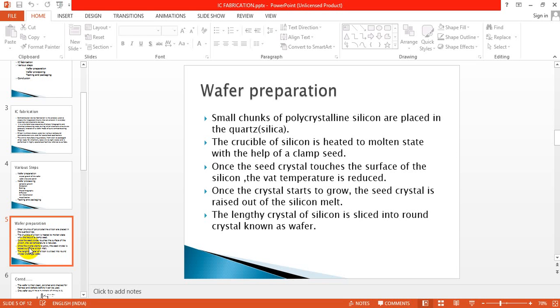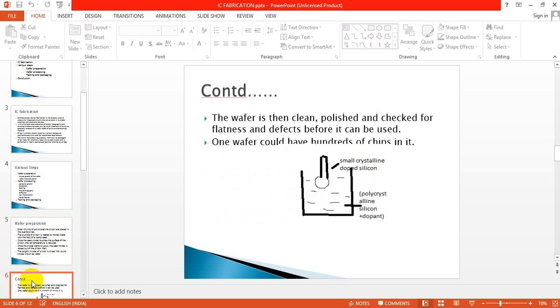The seed is rotated in one direction while the crucible in its holder is rotated in the opposite direction, and the single seed crystal becomes a huge ingot. This method is Czochralski's method of crystal growth. The grown crystal of silicon is sliced into round discs known as wafers. The wafer is then cleaned, polished, and checked for flatness and defects before it can be used. One wafer could have hundreds of chips in it.